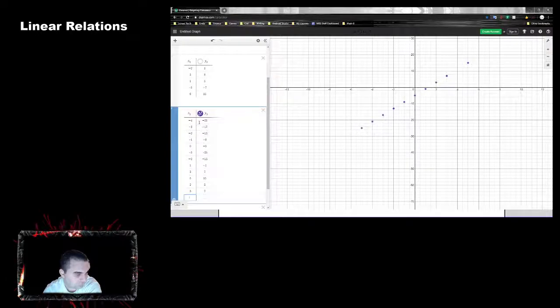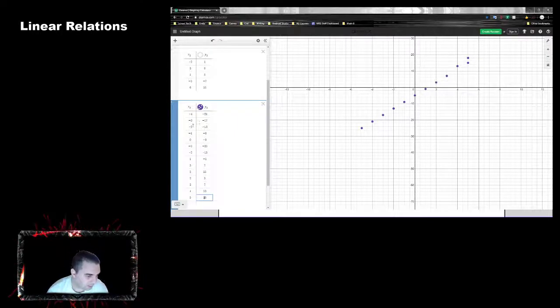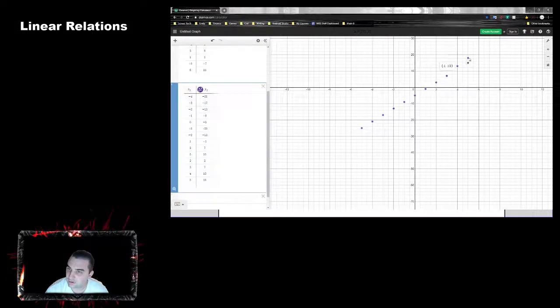And 4, I would expect 13. 5, I would expect 18. Oh, so actually it was really linear up until the point right at the end where I got to 5. That was supposed to be 15, but it was 18. So these ones, 4, 13. Oh, did I mess that up?